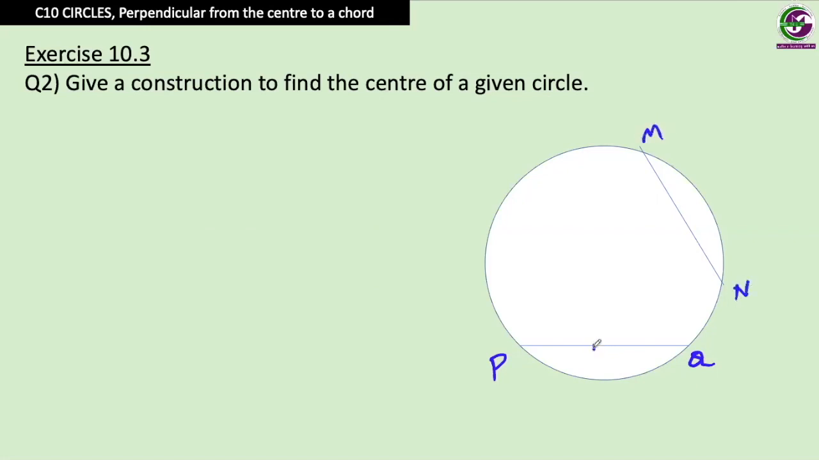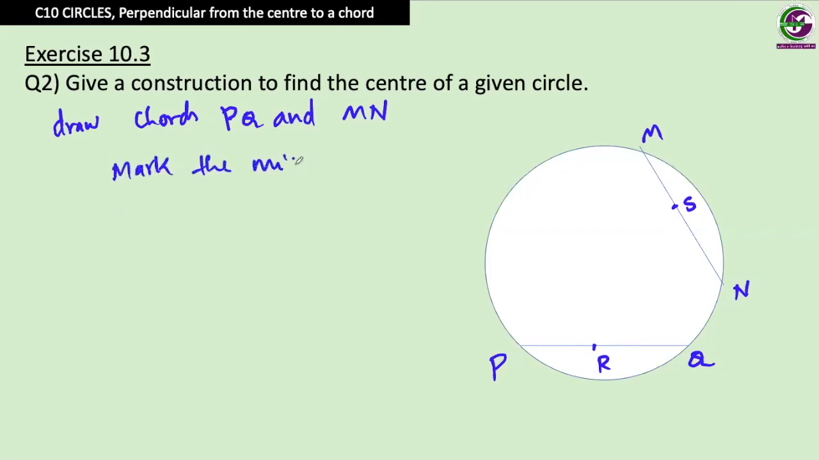Next, you have to find the midpoints. Let R and S be the midpoints. So, draw 2 chords, PQ and MN. Next, mark the midpoints R and S respectively. Then we have to apply the theorem that we have studied: the perpendicular line from the midpoint of a chord passes through the center of the circle.